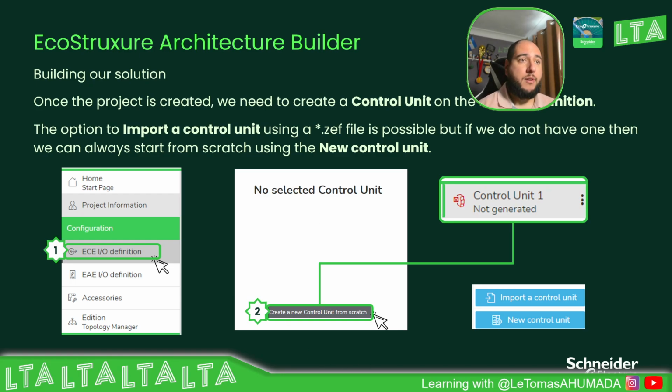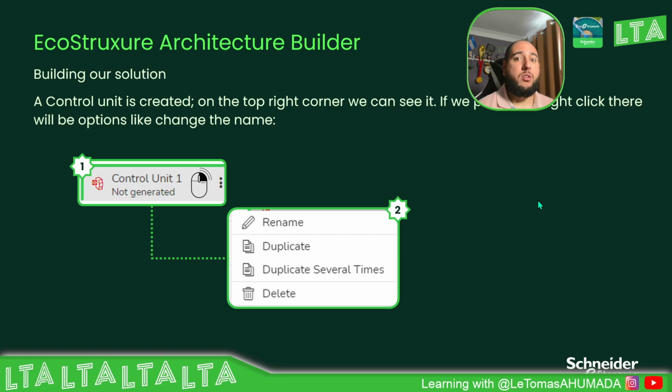But in case you don't have any project already done, then once you have created the project, go to ECE, which is basically EcoStruxure Control Expert, area definition. The control unit will be the pack or ePack that you need to select. So select new, and you should be able to see this control unit in the top right corner. Then you can right click on the unit and change the name to something more common.